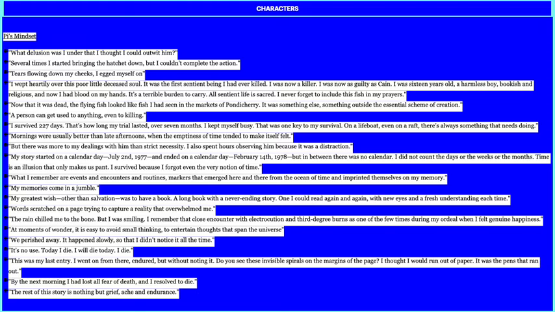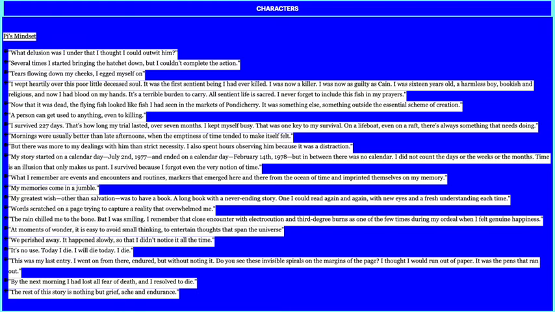Mornings were usually better than the late afternoons, when the emptiness of time tended to make itself felt. So this is really insignificant. Well, it is really significant because this shows us how he survived as well. And what he does is he creates a routine for himself. He makes sure that he stays busy. He makes sure that he has something to do. And in that way, he doesn't think about his trauma the whole time or think about all the terrible things.